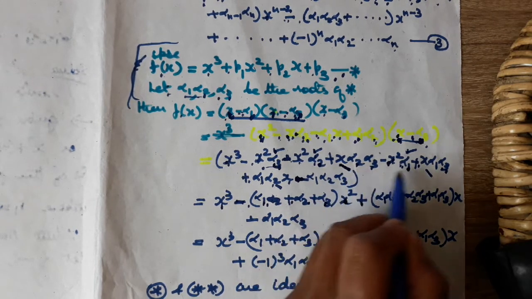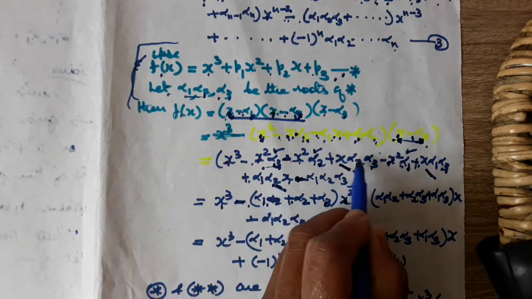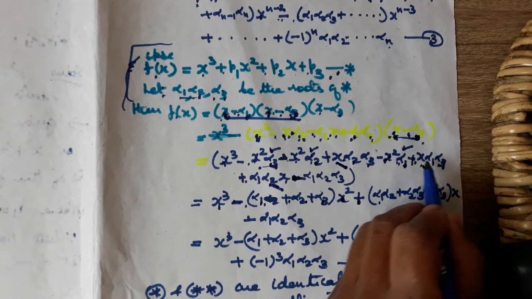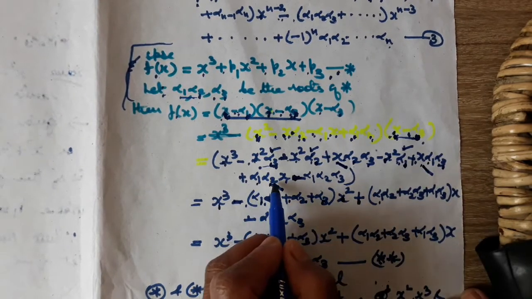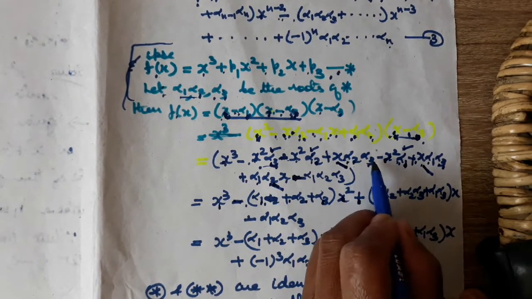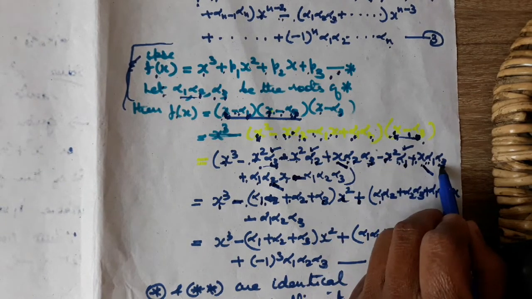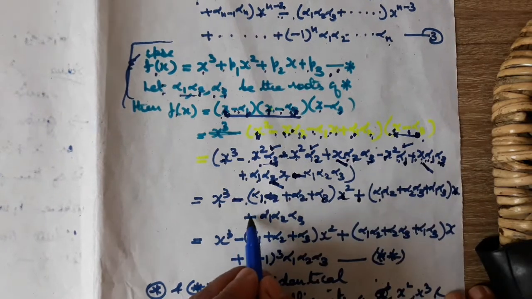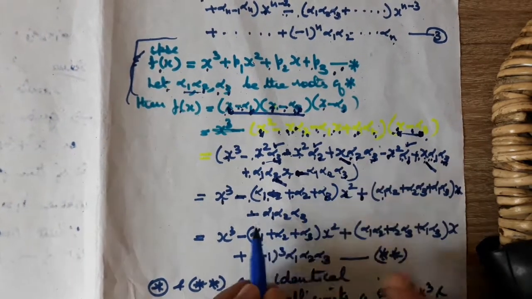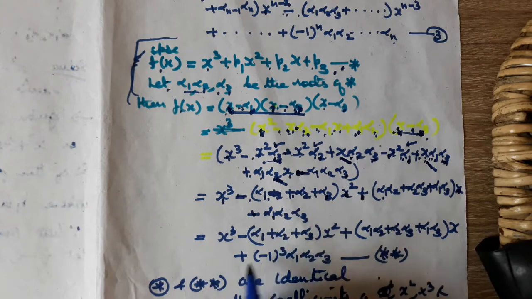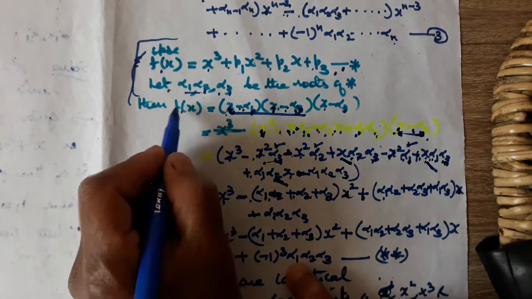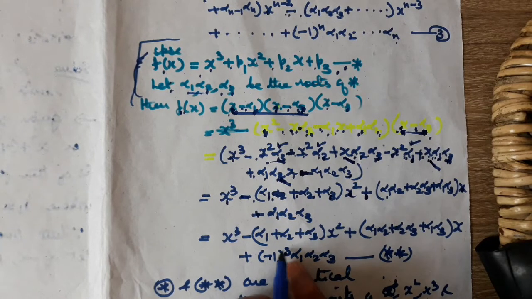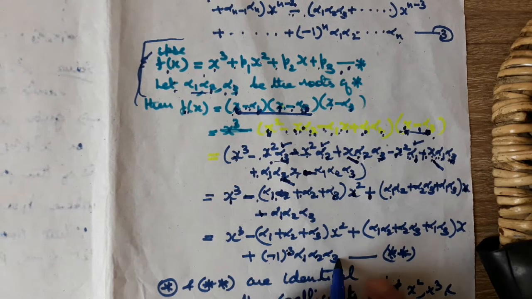Take the coefficient of x. There are three terms and all are plus, so you can write plus here. So alpha 1 alpha 2 plus alpha 2 alpha 3 plus alpha 3 alpha 1 into x. These are the coefficients of x, and then minus alpha 1 alpha 2 alpha 3, but this minus you can replace by minus 1 to the power 3, because this f(x) here is a polynomial of degree 3. So you write minus 1 to the power 3 into alpha 1 alpha 2 alpha 3.